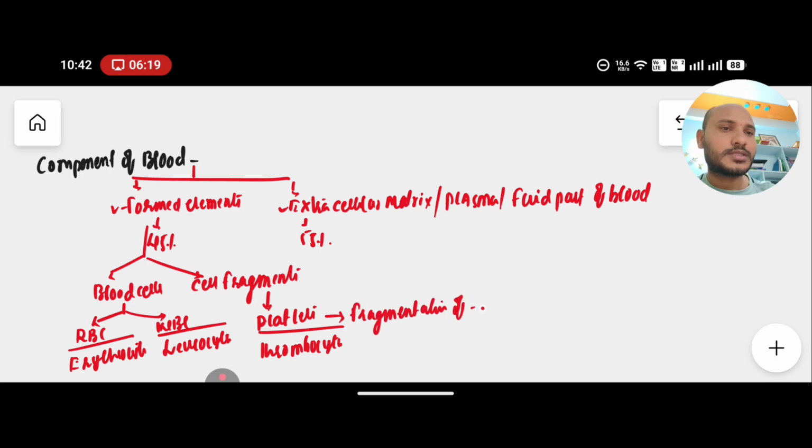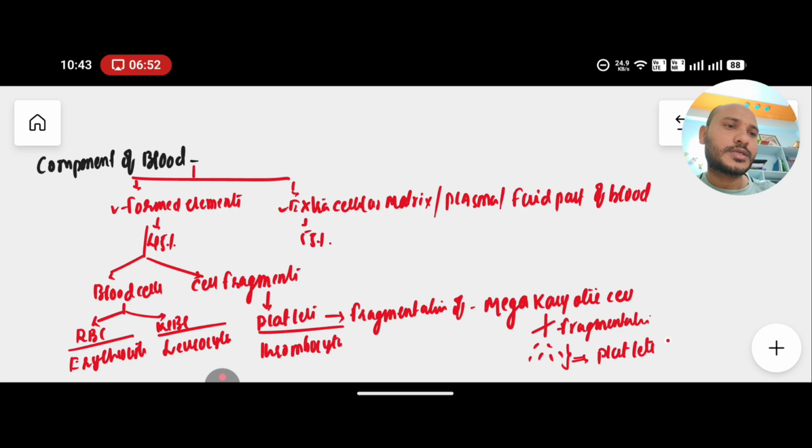A specialized cell which is present in bone marrow is the megakaryocyte. When these megakaryocytes undergo a fragmentation process, a number of fragments are formed. These fragments become platelets, and these platelets are called thrombocytes. This is all about the formed elements. Now coming to the extracellular matrix, or plasma, the fluid part of the blood, it constitutes 55%.